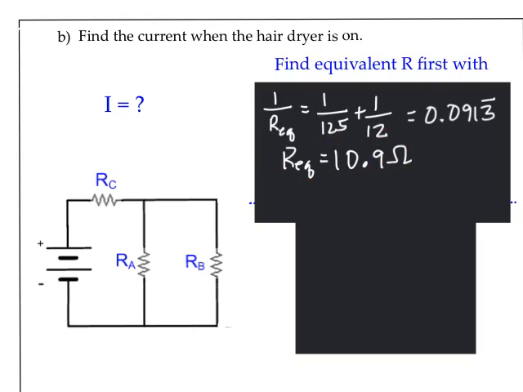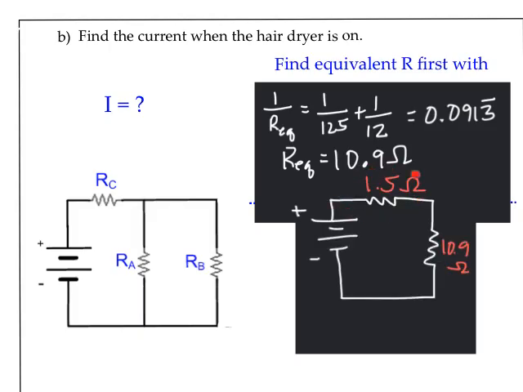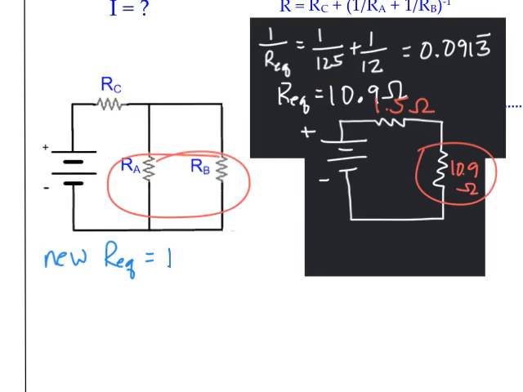So if I were to redraw that schematic diagram, it would look like this. I keep my original 1.5 ohm resistor, and then I replaced the parallel equivalent with what we found right here. Now we want to reduce those two resistors. They are in series with each other, and find an equivalent with this new circuit. So I'm going to take resistor C, which was 1.5 ohms, and add to that the parallel equivalent, which was 10.9. And we see we have a new equivalent resistance of 12.4 ohms.